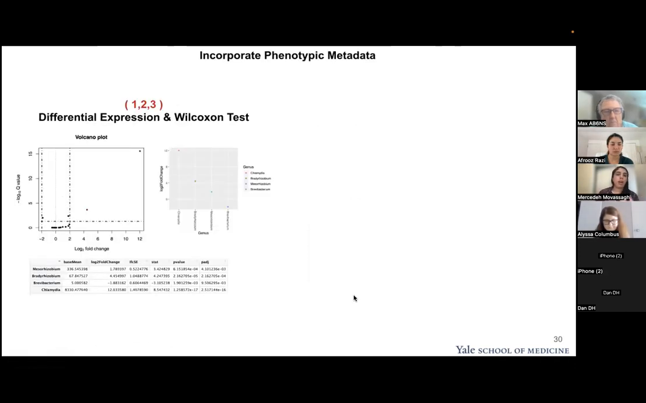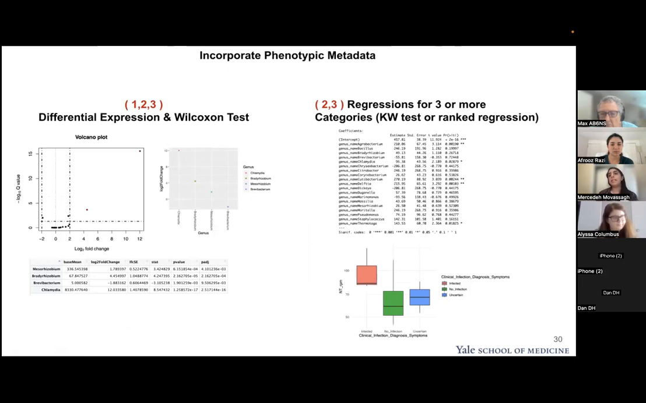Furthermore, we just built wrappers around DESeq like phyloseq did. We additionally put in a Wilcoxon test that's easy for a user to just plug in. If they have more than 2 phenotypes, like 3 or more, they could use other categorical tests like Kruskal-Wallis test and rank regressions to do their analysis, and we create plots for them.